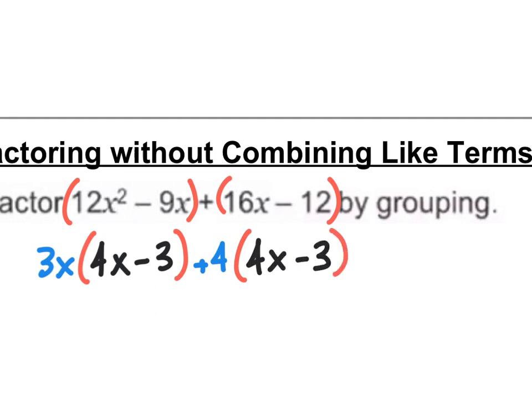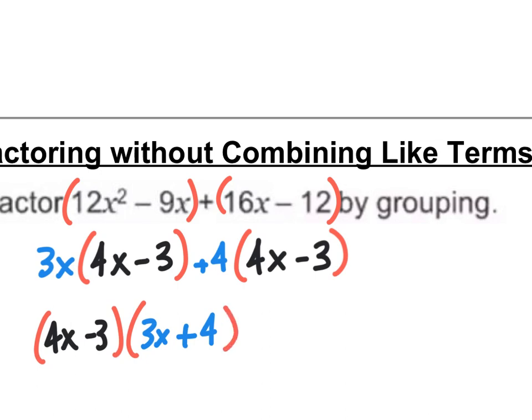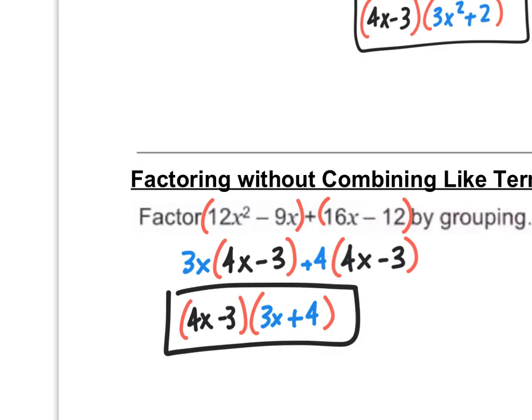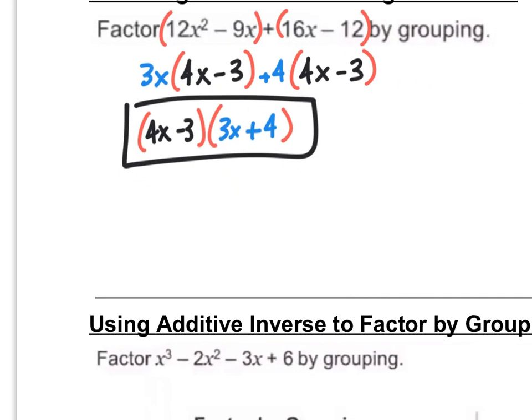And that's the key, is that you want to get the same thing here and here. Now I can take this 4x minus 3 and factor that part out, and that leaves me with 4x minus 3, and then times a 3x plus 4. And that's it. And so we could always check this by remultiplying it back out.